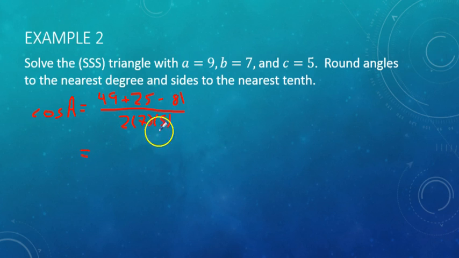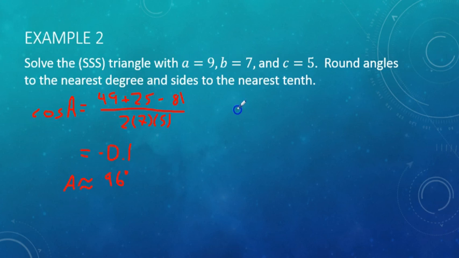So again, this is something you'll probably just want to use your calculator on. So you would hit 49 plus 25 minus 81, and then you're going to divide that by 70. So that's giving me negative 0.1. And then remember, this is cosine of A equals negative 0.1. So you want to hit cosine to the -1 of that previous answer in your calculator. And then I'm getting A is approximately, rounded to the nearest degree, 96 degrees.